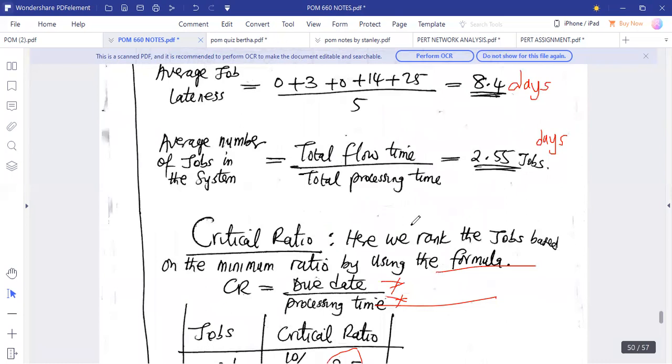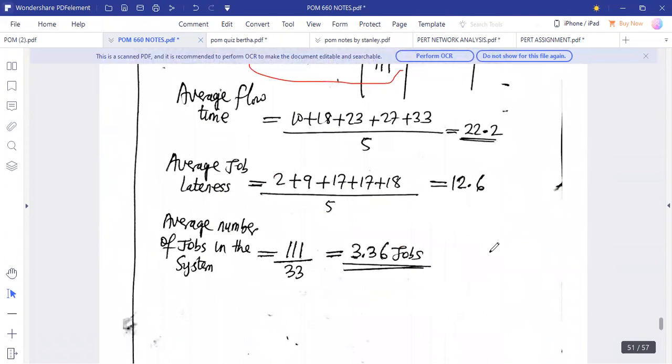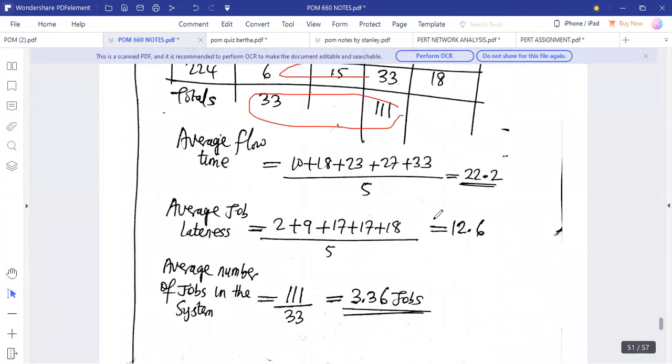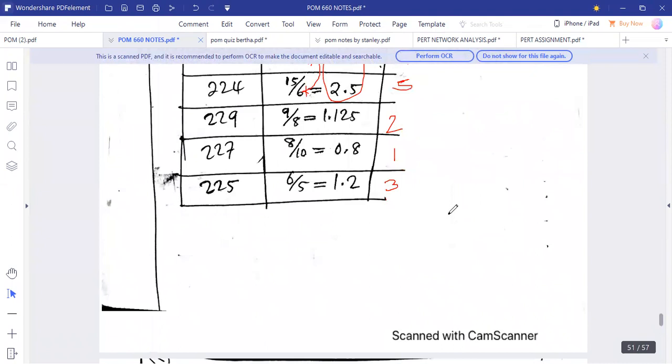Even for the other one, just like that. Then we're getting the average number of jobs in the system, 3.36. The minimum number of jobs in the system, the better for management, because it means that the efficiency is actually very okay.